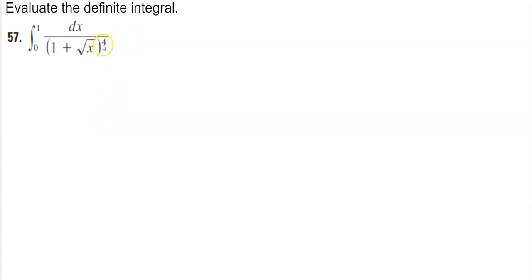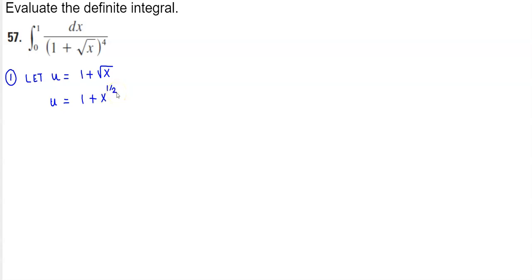Evaluate the definite integral. We have dx over (1 plus the square root of x) to the 4th power, with a lower bound of 0 and an upper bound of 1. So what we're going to do is let u equal the denominator, what's inside the parentheses in the denominator, which is 1 plus the square root of x. And now we're going to take the derivative. But keep in mind, u is equal to 1 plus x to the power of 1/2.